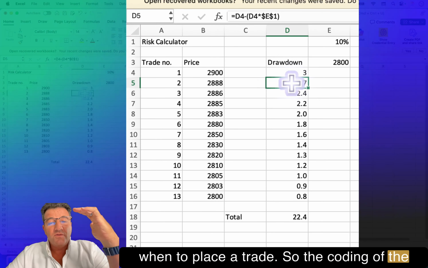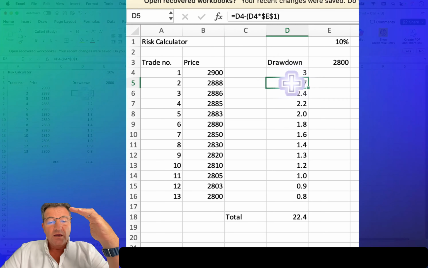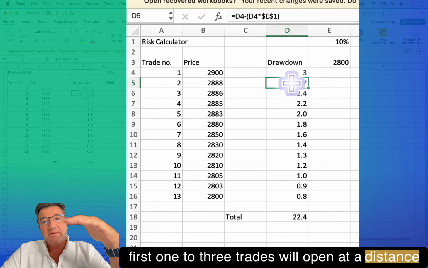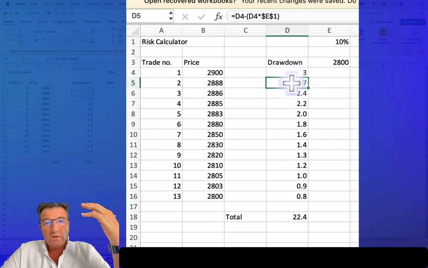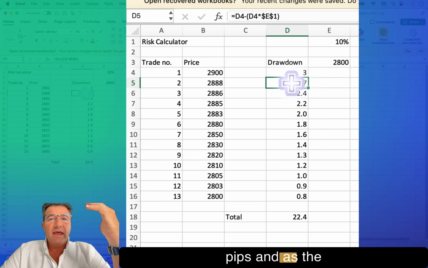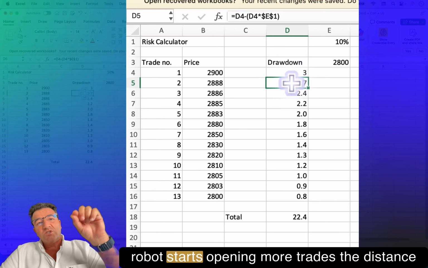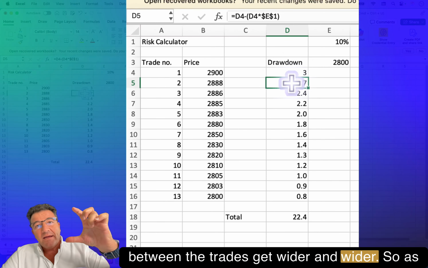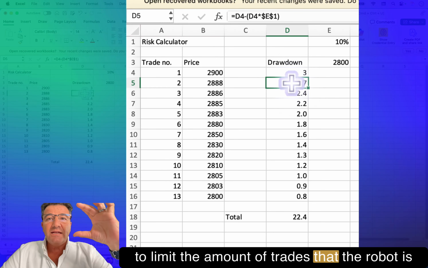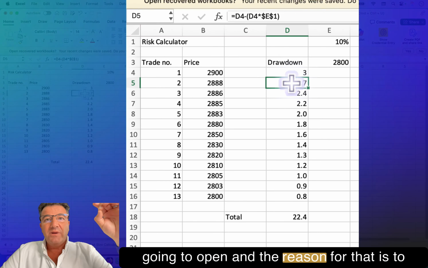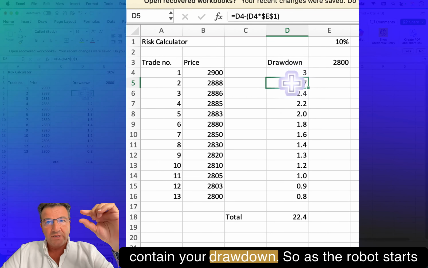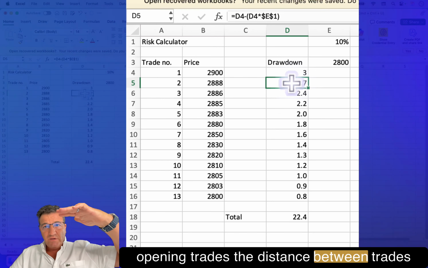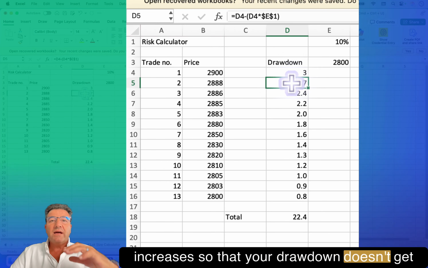So the robot is coded so that your first 1 to 3 trades will open at a distance of, let's say, 20 pips. And as the robot starts opening more trades, the distance between the trades gets wider and wider, so as to limit the amount of trades that the robot is going to open. And the reason for that is to contain your drawdown.